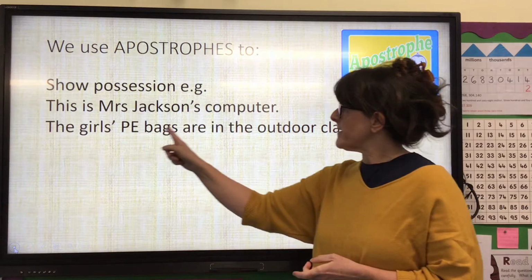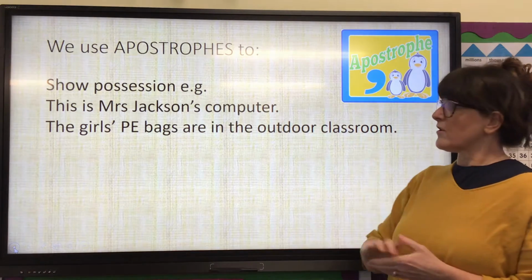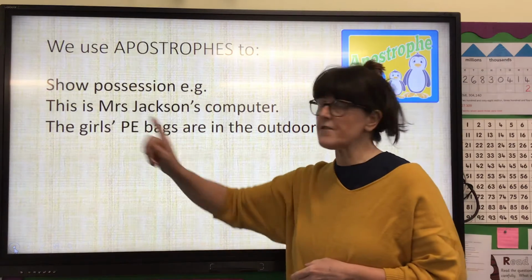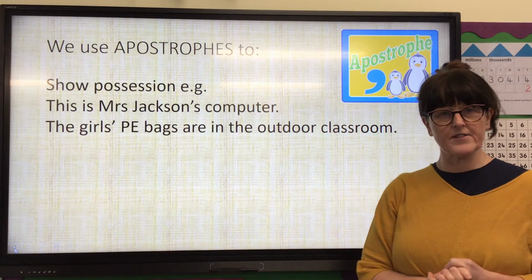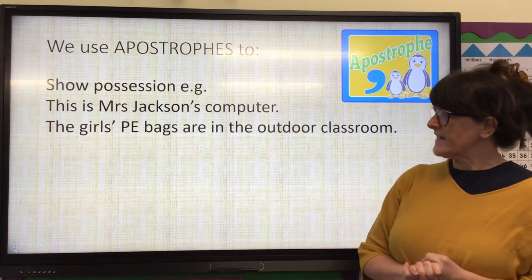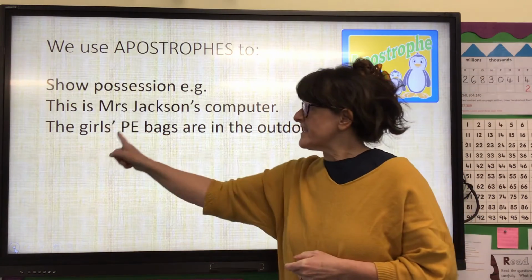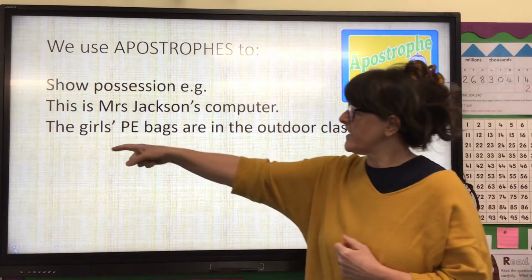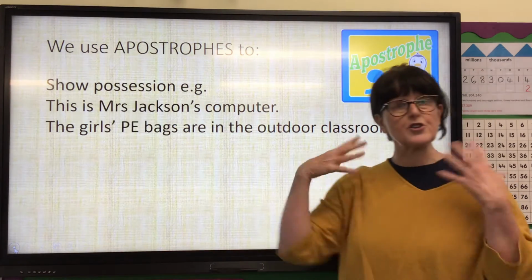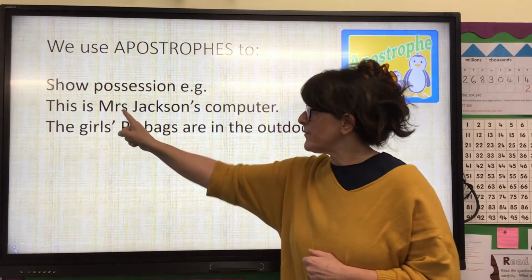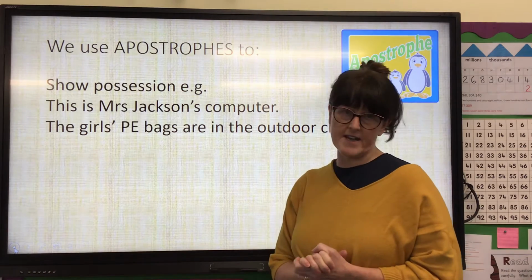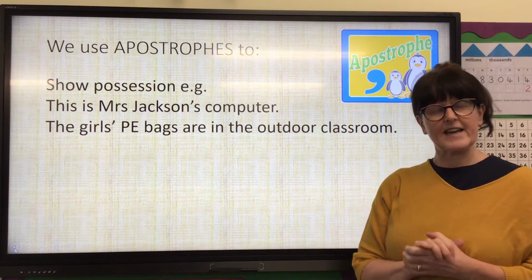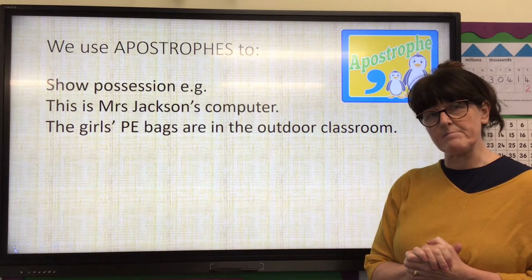The girls' PE bags are in the outdoor classroom. Why have I put the apostrophe after the S? Have a little think about that. This shows me that there's more than one girl. There must be a group of girls. So to show that the PE bags belong to the group of girls, we put the apostrophe after the S. That's the first reason we use apostrophes. Can you think what the second reason might be?